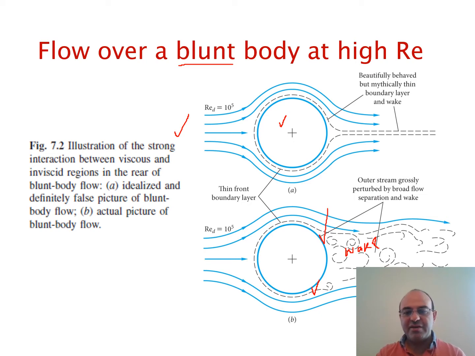This can have very important consequences when we design objects that have this kind of shape, from ships, submarines, aircraft, and so on, because assuming that the flow behaves like what you see on the top will result in wrong calculations and wrong assumptions and wrong design.